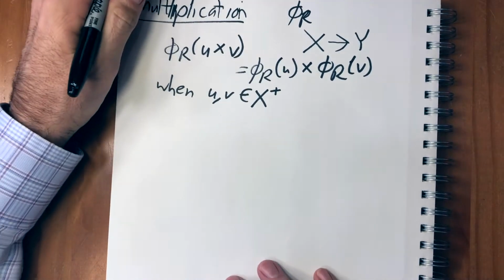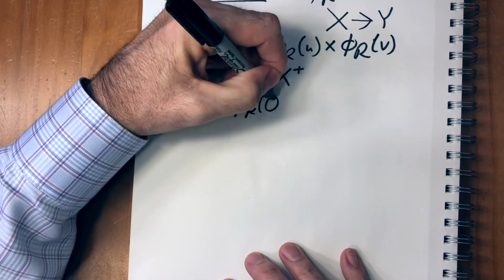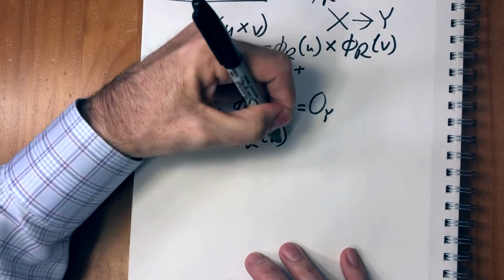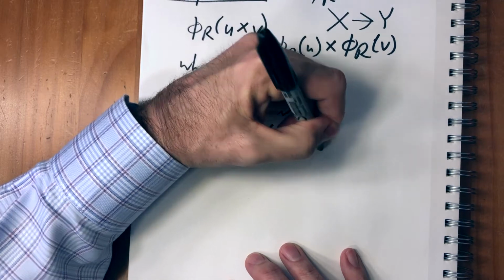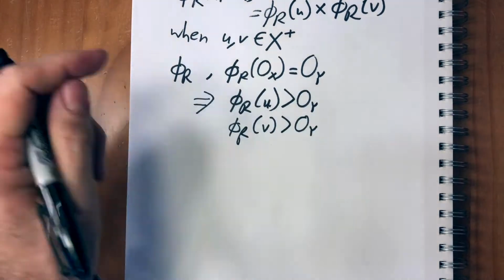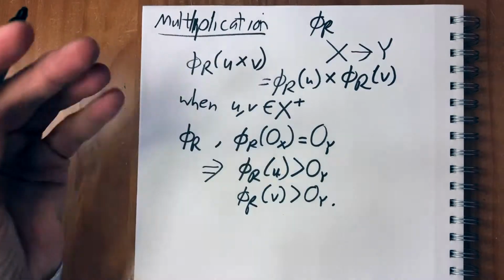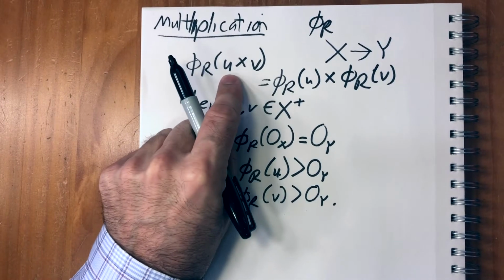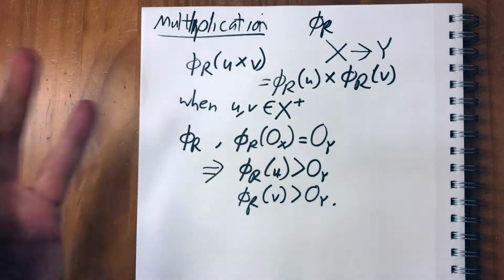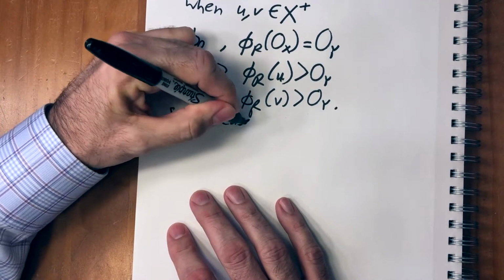So the first thing to note is that since phi r is order preserving, phi r of 0 in x equals 0 in y, so phi r of u is greater than 0 in y, and phi r of v is greater than 0 in y. So we have that if u and v are positive, then phi r of u and phi r of v are also going to be positive. With multiplication, it's kind of odd because they're not both multiplicands. It's actually one's a multiplicand and one's a multiplier, but that seems like a completely arbitrary distinction to me. I don't know why they don't just call them both multiplicands.